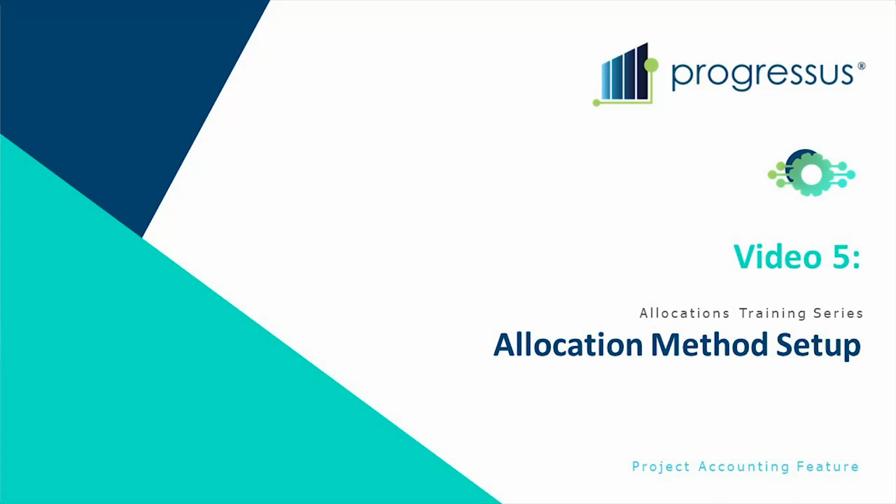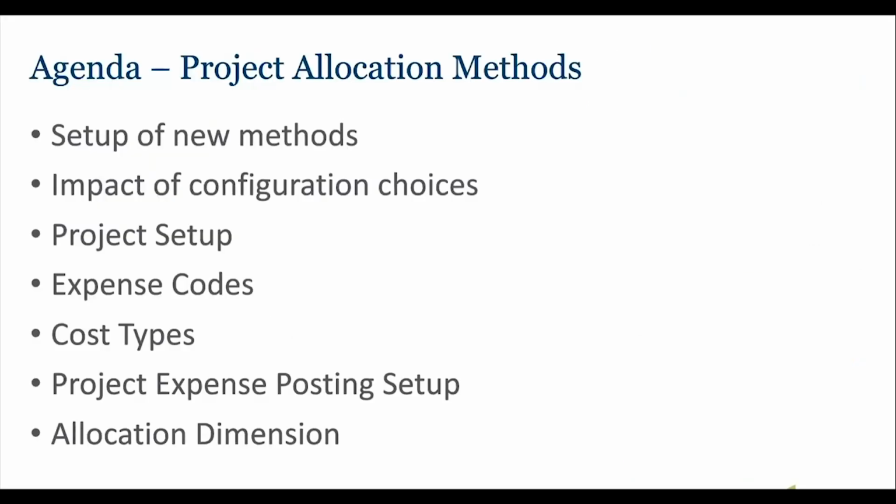In this video, we do a deeper dive into understanding and managing the Allocation Method Setup page. We cover setting up new methods and how the Allocation Processor uses these steps and fields to generate allocation transactions and GL postings. We also take a look at the settings and project setup, expense codes, cost types, project expense posting setup, and allocation dimensions.